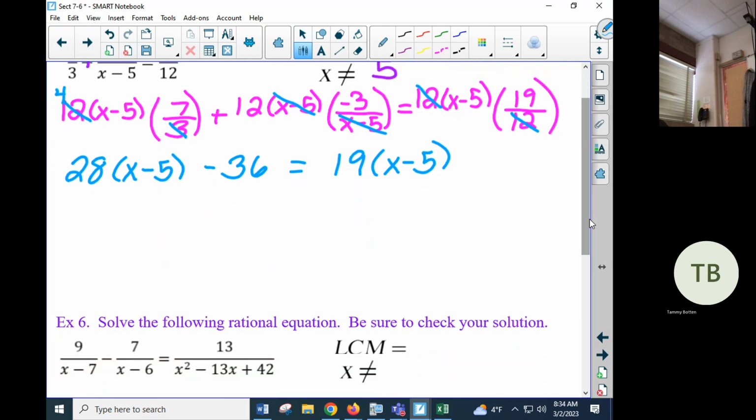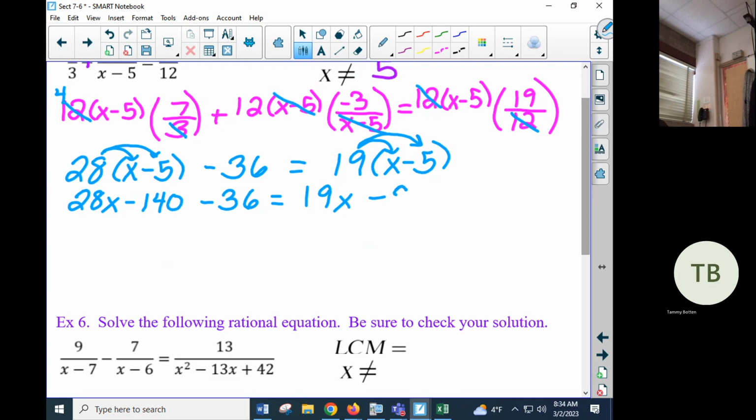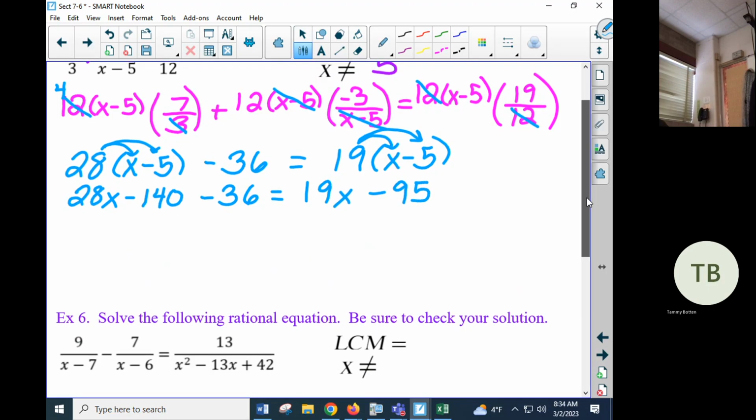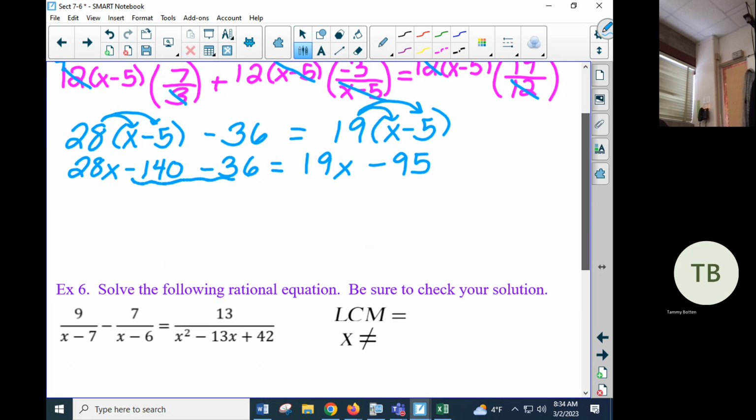And then we just use algebra. So we're going to distribute here, and I'd go 28 times x, which is 28x. When you go 28 times a negative 5, you're going to get minus 140. Then I have this minus 36. Here I distribute, and I go 19 times x minus 19 times a negative 5. That's going to be minus 95. Then I'm going to combine those. Negative 140 minus 36 is negative 176.